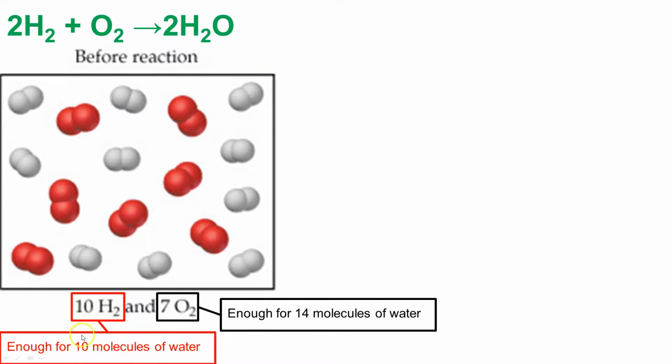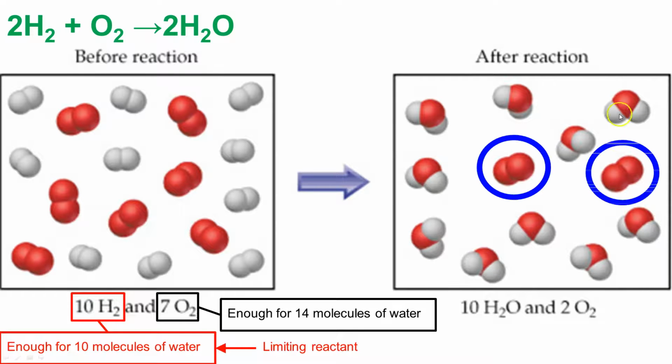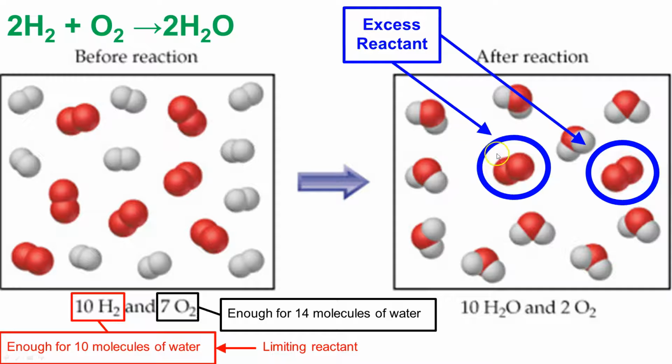Well, which one of these is limiting? This one makes 10, this one makes 14. Therefore, this one is less. Hydrogen is my limiting reactant. So if I'm to look at this, even after everything reacts as much as it can, I still have oxygen left over. Oxygen was excess, hydrogen was my limiting.